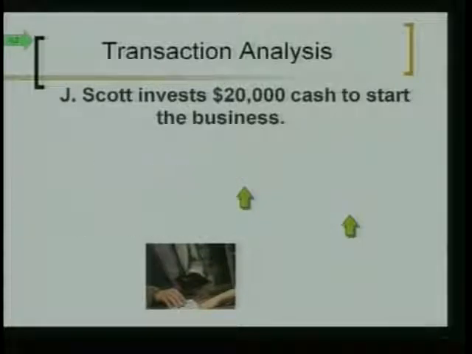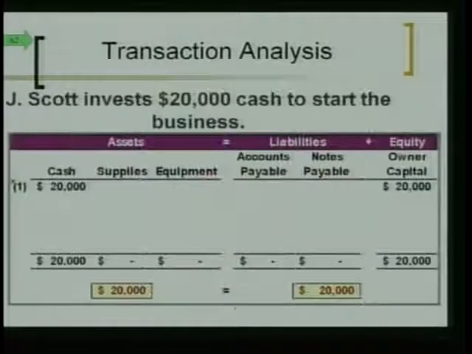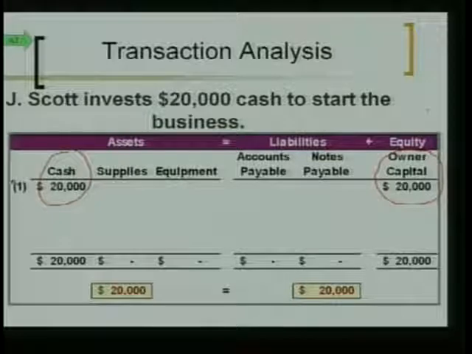Now, how does that look if you look at it like this? Well, you have cash over here to your left going up by $20,000. And you have owner's capital, which is part of equity, going up by $20,000. Does the accounting equation stay in balance? Yes, it does. And this is a brand new business, so this is the very first transaction of the business.